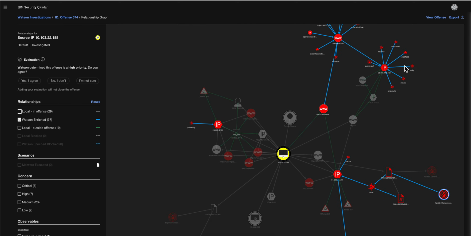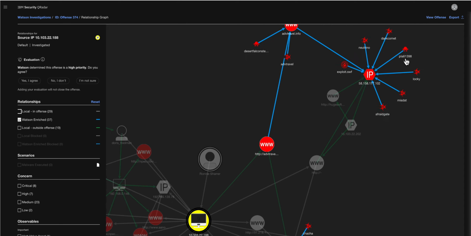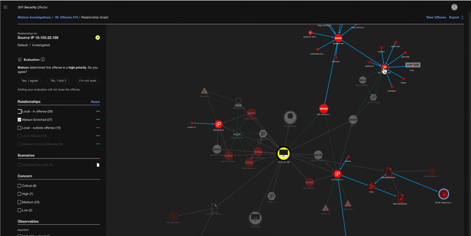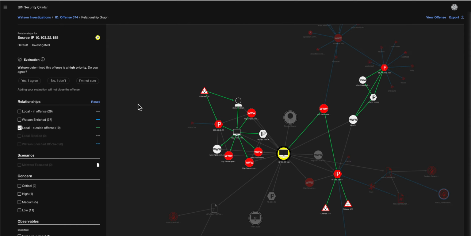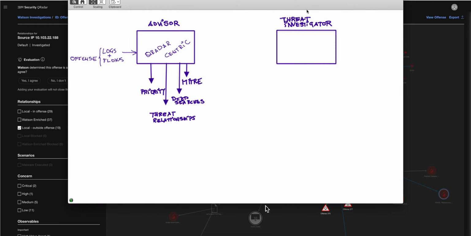How is it that we know that this organization, the PLA, might be behind this attack, and there's a relationship between this, which is not on your offense, but other things. So again, I don't have much time to talk about all that, but there are videos that show that. And finally, it performs a deep search in your system and indicates whether there are other offenses that have a relationship with this that is not obvious in that offense. So that is Advisor.